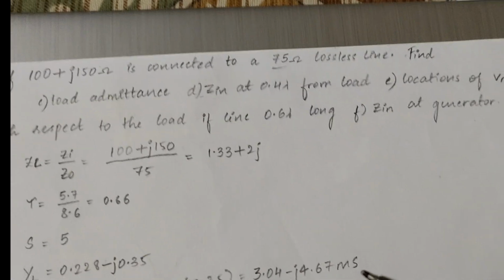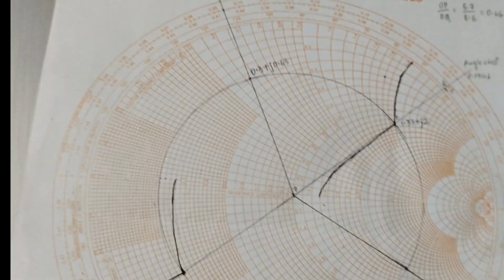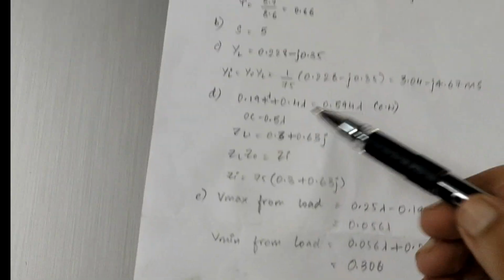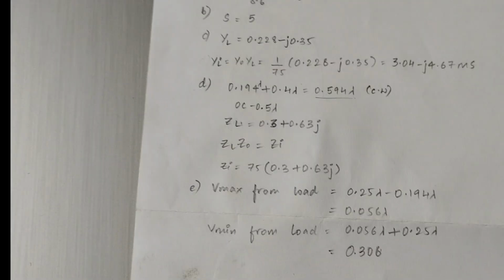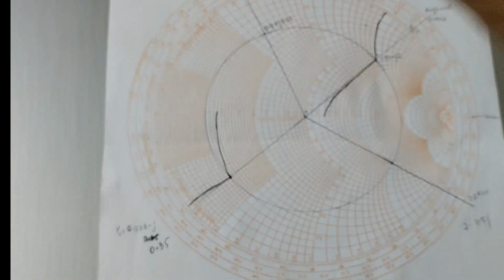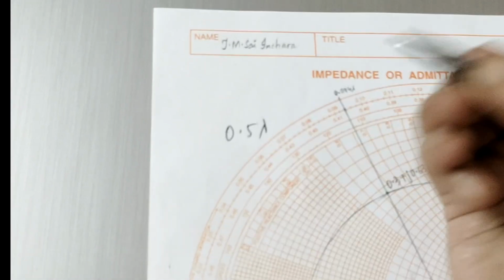Next, what they have asked us to find is D question, Zn at 0.4 lambda from the load. So this is the load that we have considered, 0.194. From here they are saying 0.4 lambda. So what you have to do, 0.194 you have to add it with 0.4 lambda so that you get 0.594 lambda. And the most important thing to remember in Smith chart is this whole circle is 0.5 lambda. The whole circle of the Smith chart is 0.5 lambda.